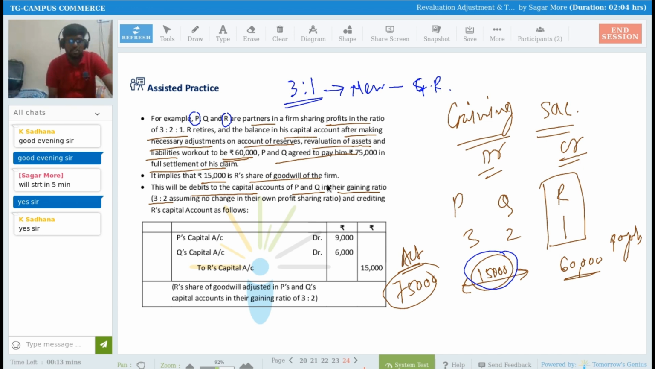So 3:2 will be their gaining ratio. We have to debit P's and Q's capital accounts for 9,000 and 6,000, and we have to credit R's capital account for 15,000, right? Understood? As P and Q are the gaining partners here, and R is the sacrificing partner. He's going out of the business, so he's the sacrificing partner. Understood or not? Dhanushri, Sadhana, tell me.